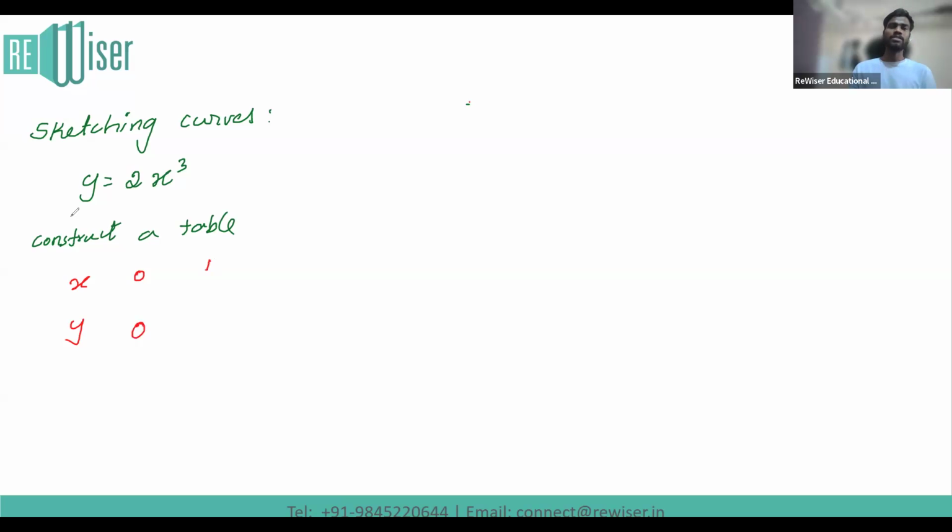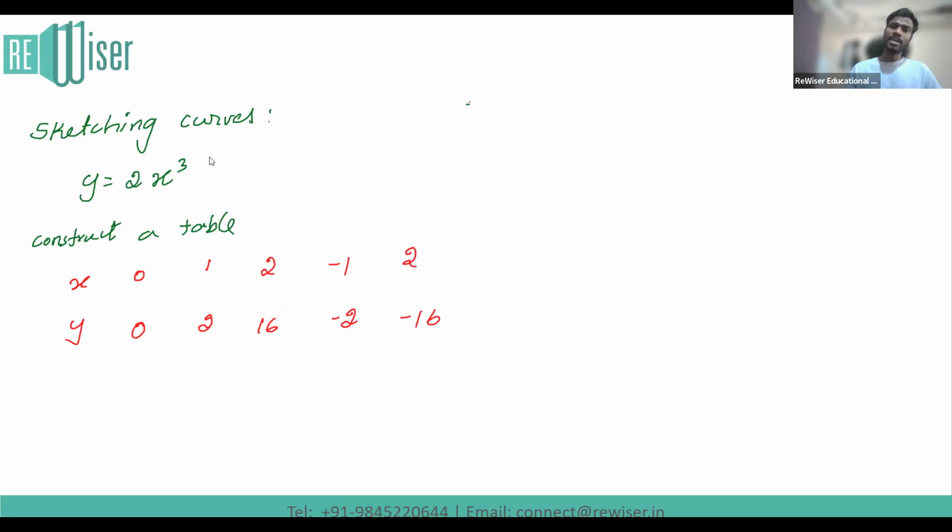Suppose if x is 0, y is going to be 0 itself. If x is 1, it's going to be 2 times 1 cubed, which is 2. If x is 2, it's going to be 2 times 8, which is 16. And if x is -1, of course, I could have written it before 0, it is going to be -2. If x is -2, the value is going to be -16.